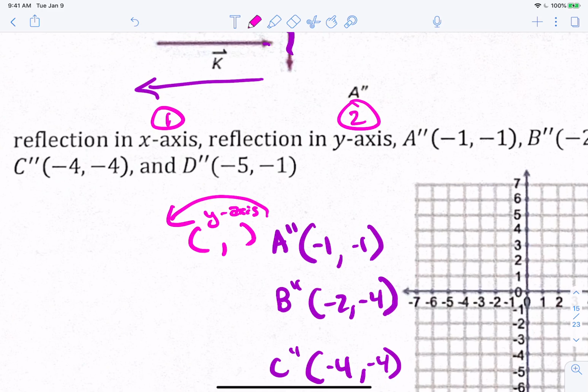Alright, reflect across the y-axis. So it becomes negative x, y, which is how we're going to flip him back to A prime. Then we've got to do the last one.